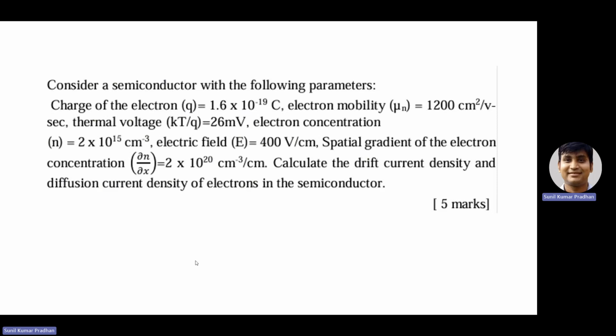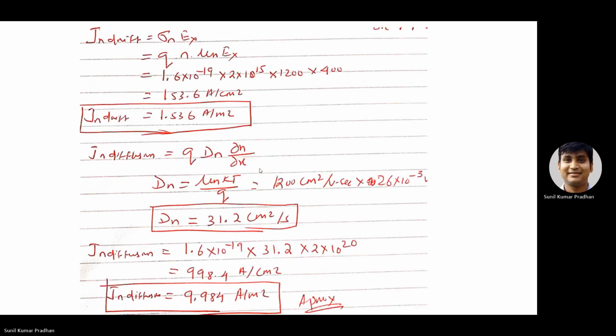Spatial gradient of electron, that means your electron concentration gradient, is 2 into 10 to the 20 centimeter to the power minus 3 per centimeter cube. See, electron concentration, as you know, is per centimeter cube, but concentration gradient means per centimeter. So that is why it is centimeter to the minus 3 per centimeter. Now the question is to calculate the drift current density and diffusion current density of electrons in the semiconductor. So how can we solve?